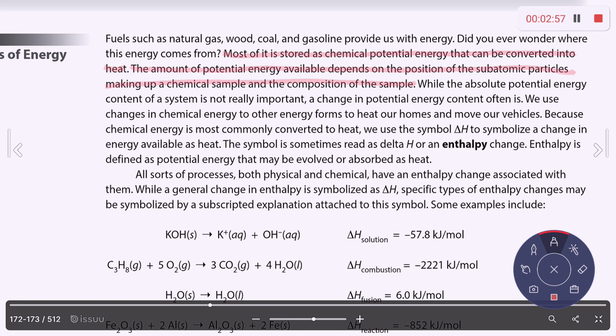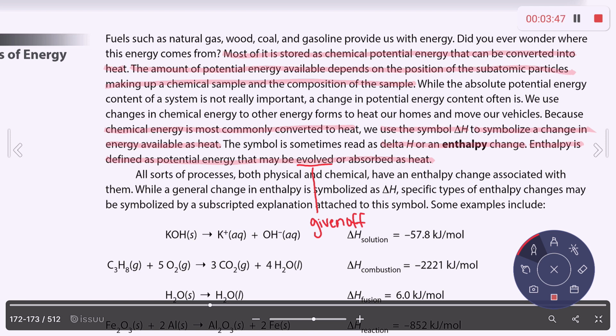So anytime we are converting chemical energy into heat, we're going to be using the symbol delta H, which is a triangle H. Okay, so this tells us the energy that's available as heat for any process that we're looking at, and it is sometimes called the enthalpy change. Okay, so H is enthalpy, and enthalpy is the potential energy that can be given off. That's what evolved means. Or absorbed as heat.